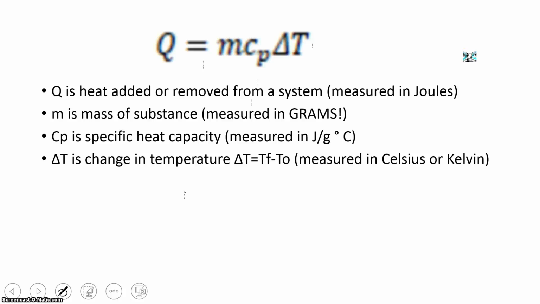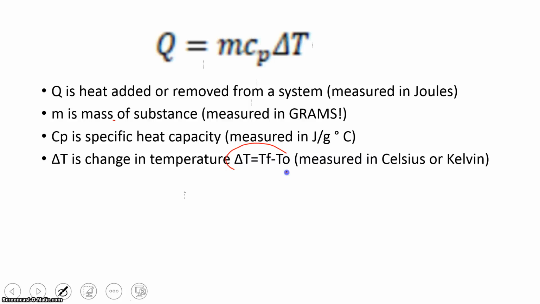All right, moving on. There's a formula. This is the formula: Q equals m Cp delta T, where Q is the heat added to or removed from a system, measured in joules. m is the mass of the substance, measured in grams. Cp is the specific heat capacity, measured in joules per gram degree C. And delta T is the change in temperature.